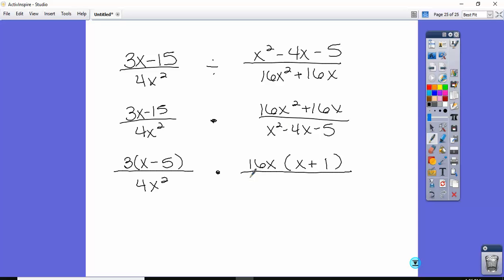Yes. Multiply negative 5 and add to negative 4. Negative 1 and... Now we can cancel what's on top and bottom. So we could drop out an x plus 1. What else?